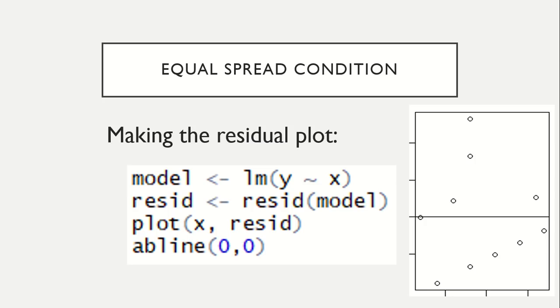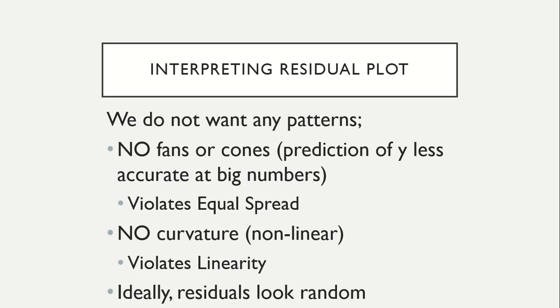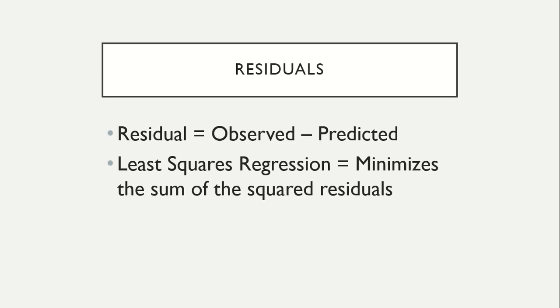This is the residual plot. And this is what you need to check for the equal spread. The things specifically for which you look out are patterns. We do not want any patterns present. Certain patterns tell us specific things about the data. A fan or cone-shaped pattern tells us that the prediction of Y is less accurate at large numbers. If there is a fan or cone present, it violates the equal spread condition. If there is any curvature in the residual plot, it violates the linearity condition. Ideally, the residuals look random.